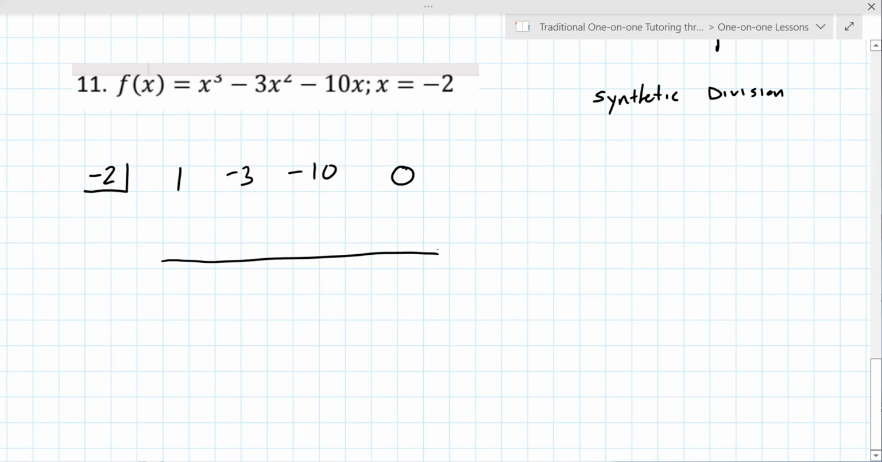So do you remember how to do synthetic division, or do you want to see an example? I was going to ask you to try this. Yes, I do remember how to do this. Okay, why don't you try this one? Let me know what you come up with. Then we'll look at it together. Okay.